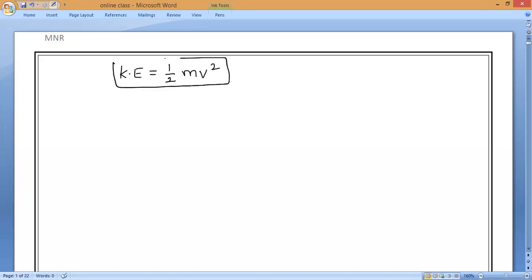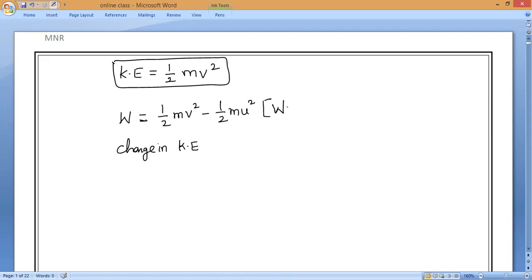Do you understand? Now, if I ask you the work energy theorem, then the work energy theorem is equal to the change in kinetic energy. Change in kinetic energy is equal to half mv square minus half mu square. Is it yes or no? So this is what we used to call the work energy theorem. Is it yes or no, guys?